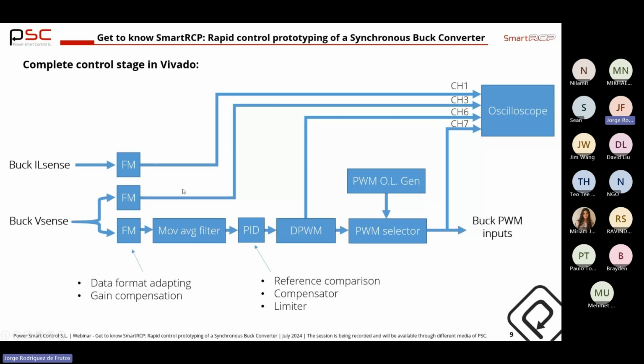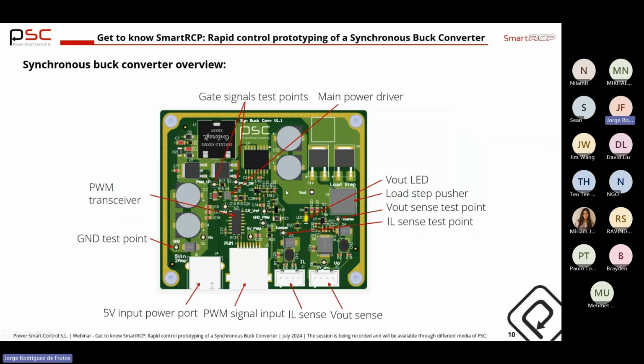Okay, so we have checked all we have programmed into the SmartRCP. So let's check exactly what the buck converter demo board is. This is the demo board. You can see it contains both power transistor and some resistor load. Also, we include here a pusher to create a load step.